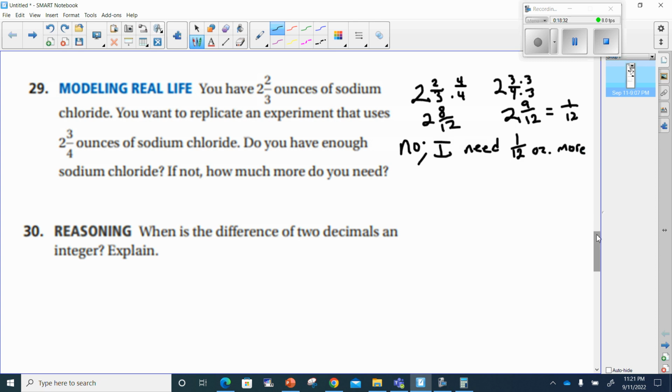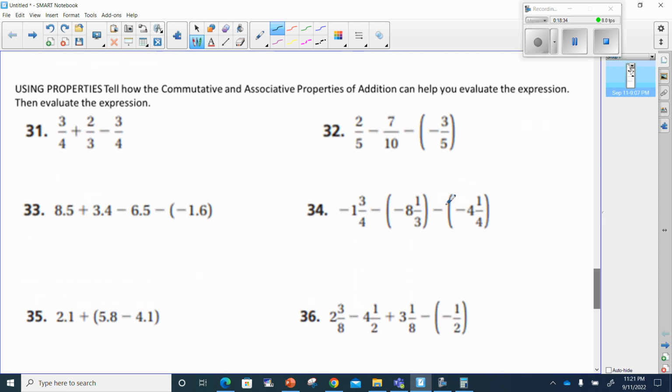All right, let's go on to number 31. Tell how the commutative and associative property of addition can help you evaluate the expressions and evaluate them. Commutative property allows me to move these around, and associative allows me to group them. So I could turn this into 3 over 4, right? And then combine it with the negative 3 over 4, because they both have common denominators. And then I'll add 2 over 3 to that.